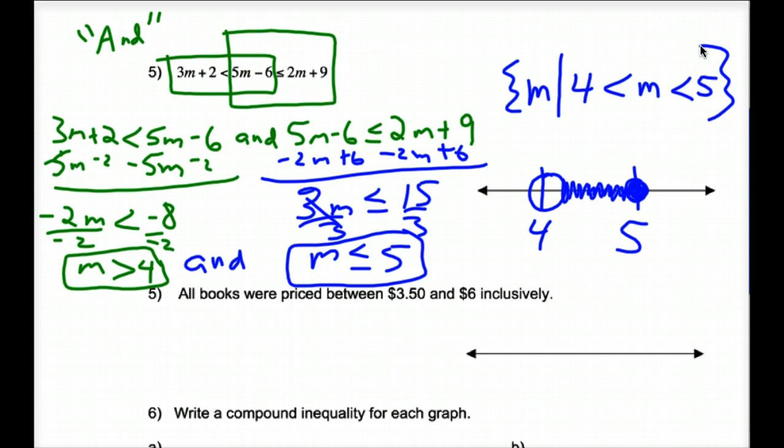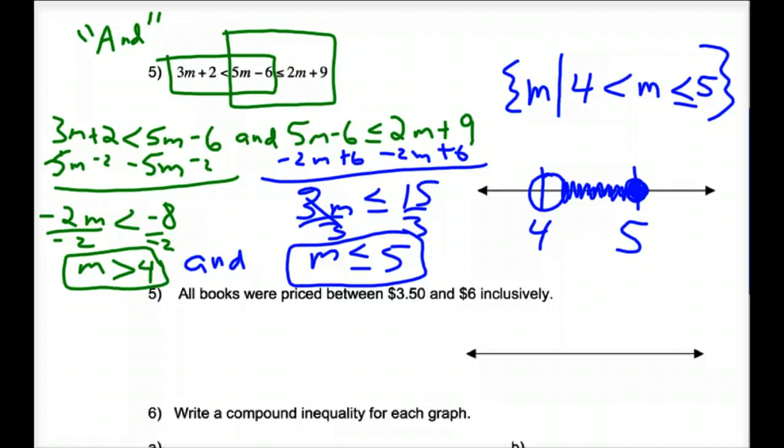Remember all the m that's in between 4 and 5. I know you don't want us to write it this way, but could you write all m such that m is greater than 4 and m is less than or equal to 5? Yes, you could answer it that way. A little bit longer, but that's fine.